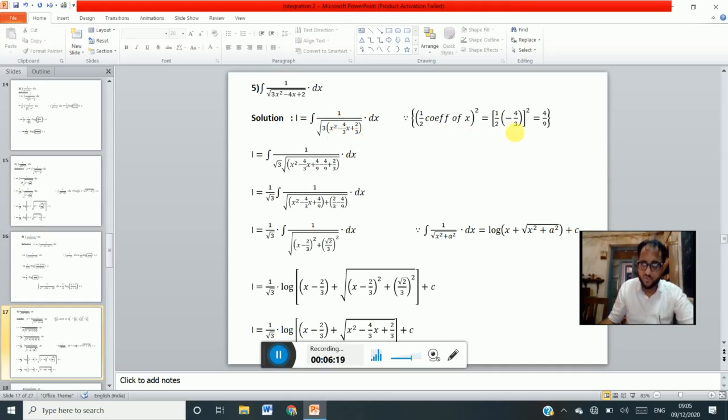Okay, now the second step is half the coefficient of x, whole square. What is half? Half of the coefficient of x, which is minus 4 by 3, whole square. So minus 4 by 3 whole square is 16 by 9, and 16 by 9 into half means 4 by 9. We have to add and subtract 4 by 9 in the denominator.